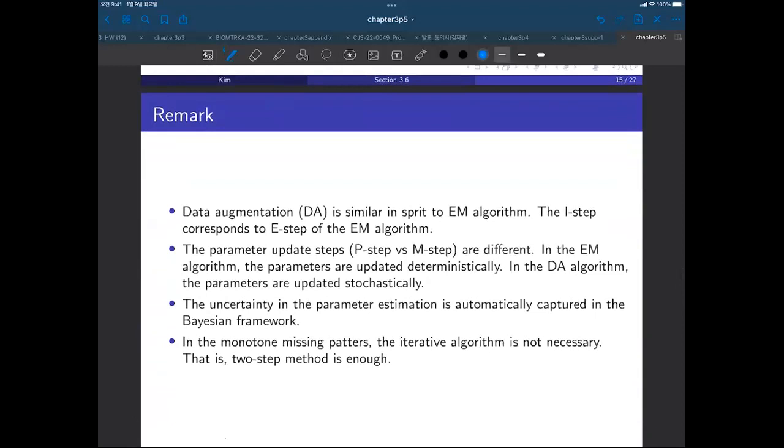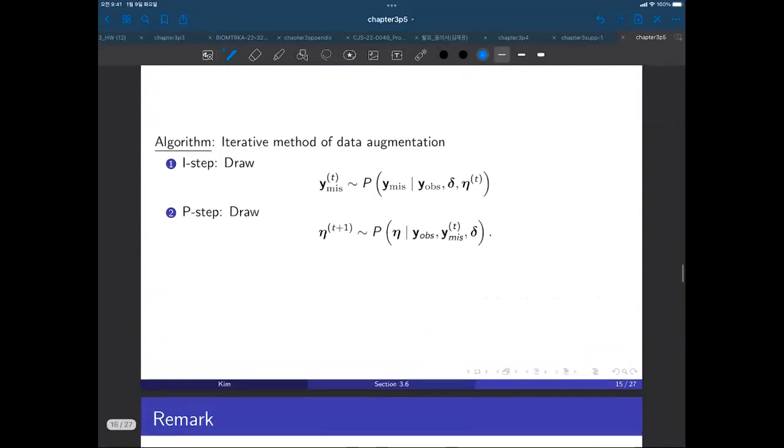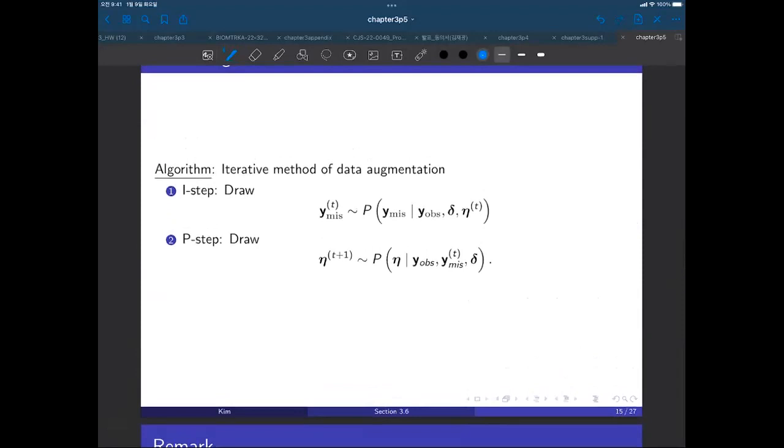This is quite interesting. If you think about the connection between the EM algorithm and data augmentation, there is some similarity. Like in EM, you have the E step and the M step. The P step is updating your parameter, so that matches the M step, right? Then the I step is computing the integral, which is computing the conditional expectation, the expectation of the missing data. So the I step corresponds to the E step.